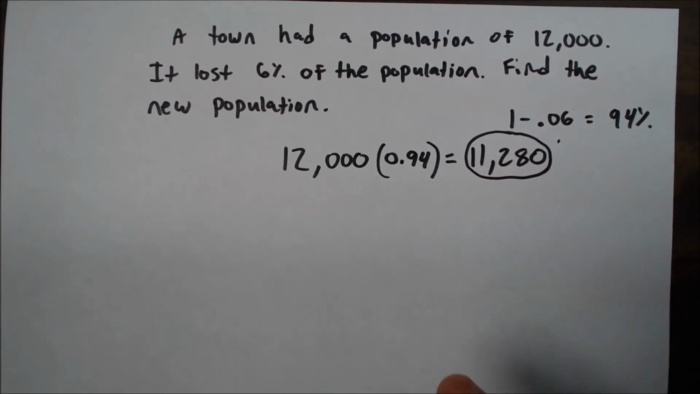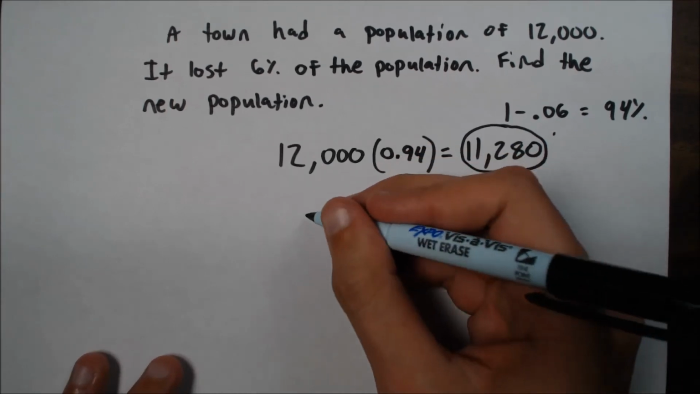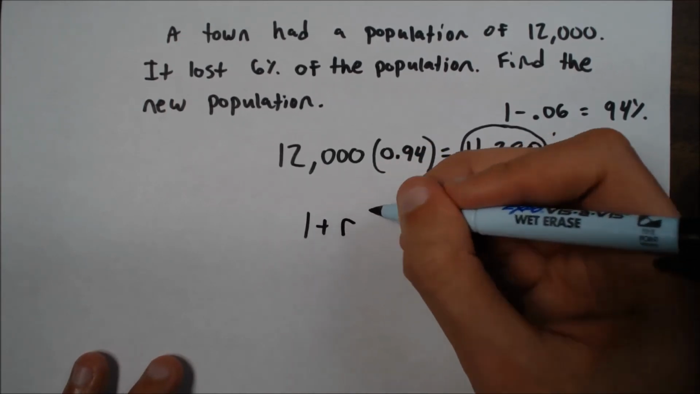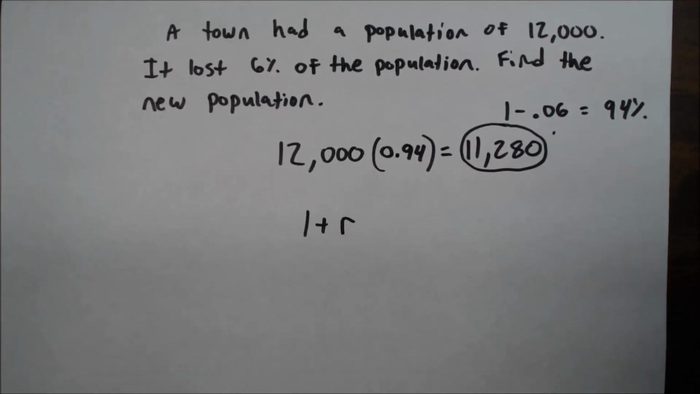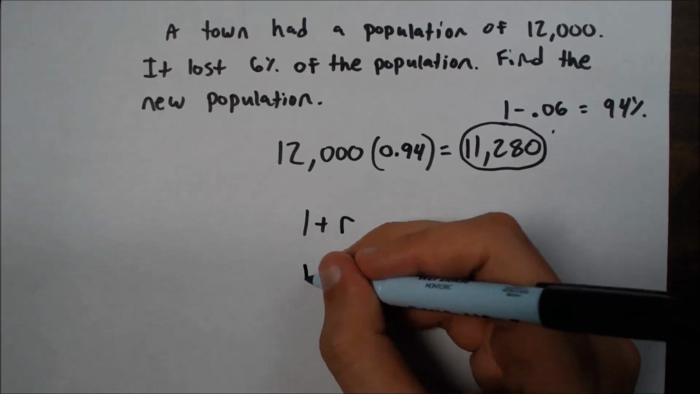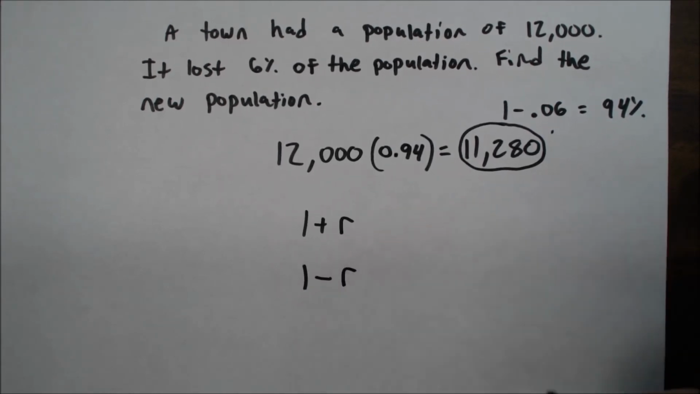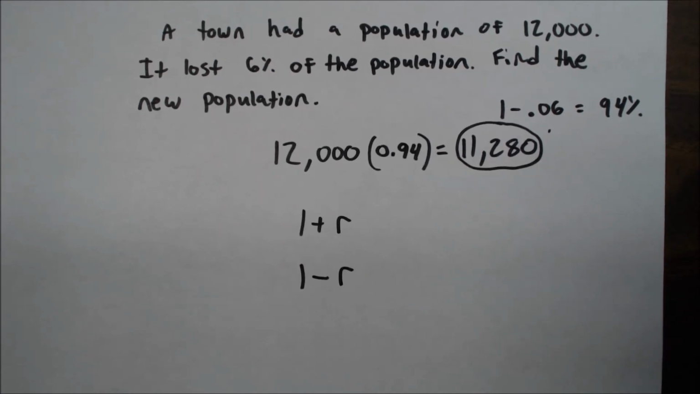So again, when something is increasing by a percentage, you do 1 plus the rate of increase. If it's decreasing by a percentage, you do 1 minus the rate of decrease. Hopefully this helps you when you're calculating percent gains and losses, and it'll help you when we do the Unit 5 exponential functions.